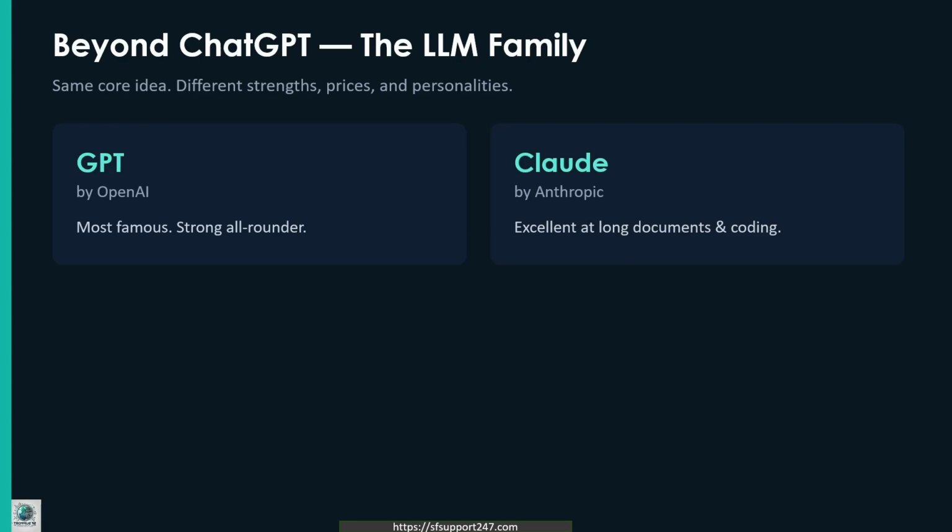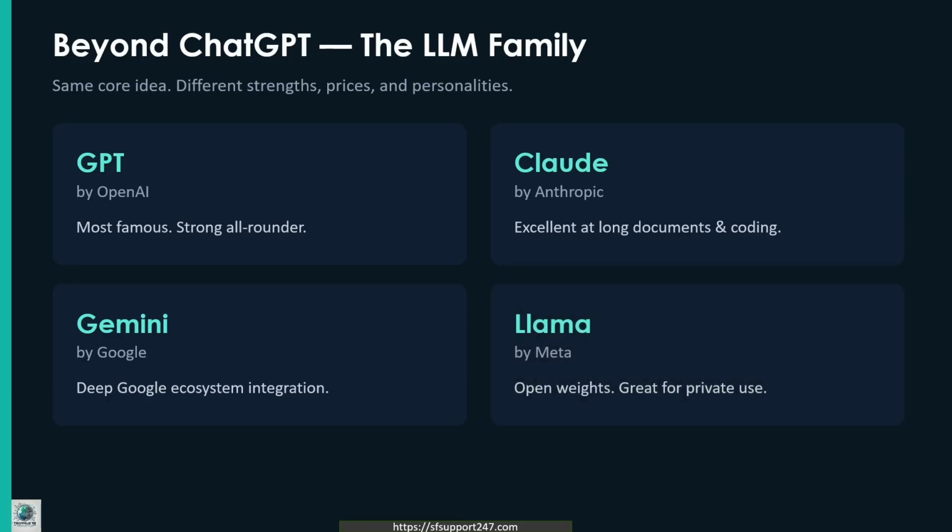Second one is Claude. This is by another American company called Anthropic. This is excellent at documents and writing software code. And third one is Gemini from Google. This has deep Google ecosystem integration with Gmail, Google Docs, and YouTube. It is having good integrations. And Llama is from Meta, which is nothing but Facebook.